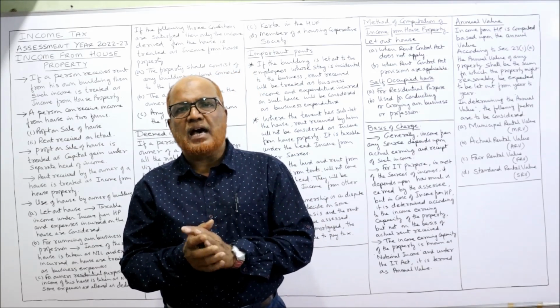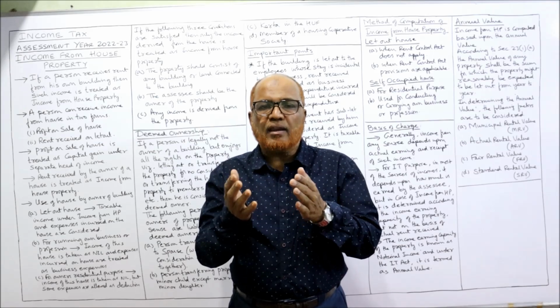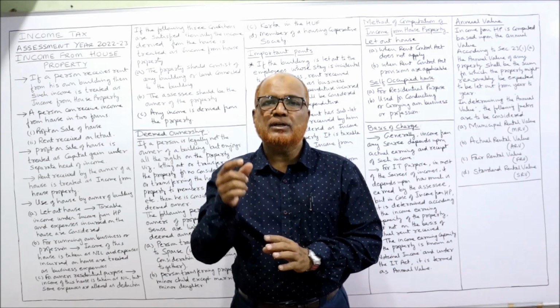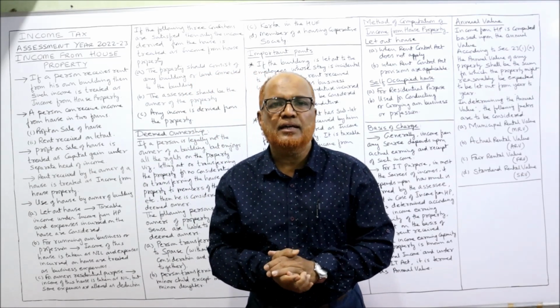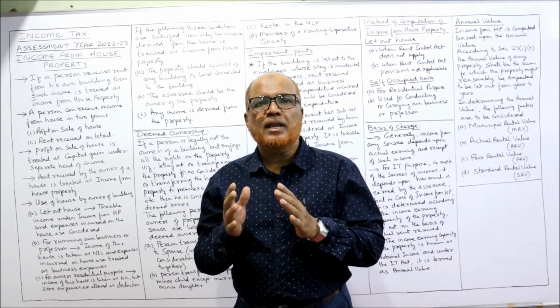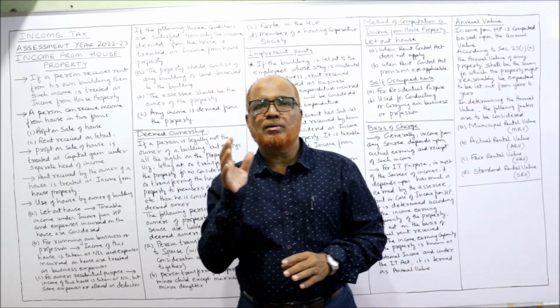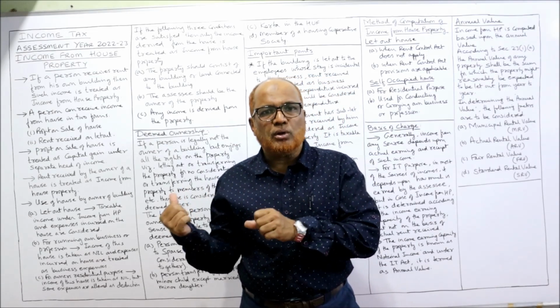So when a person has some property which is let out, whatever rent is received from that property by the owner of the property, that will be taxable under the head income from house property. And whatever provisions I'm explaining now, these are the provisions given by the Income Tax Act. And all the problems are based on this theory.